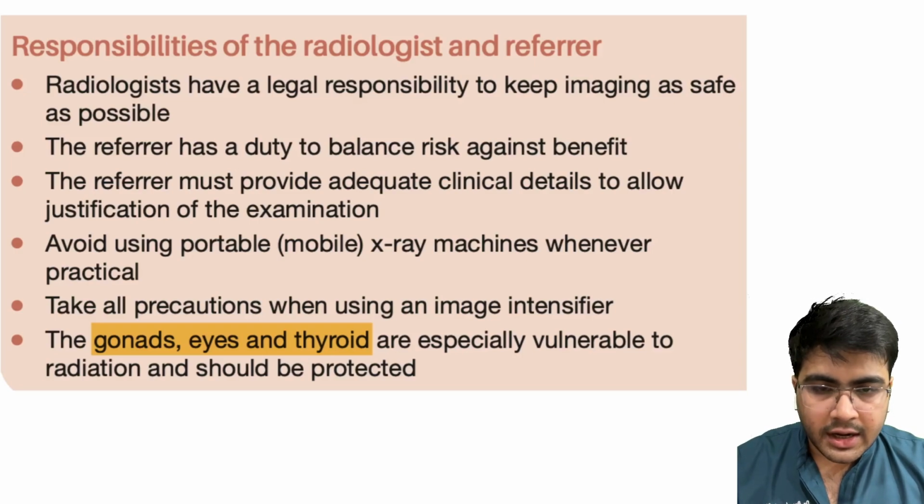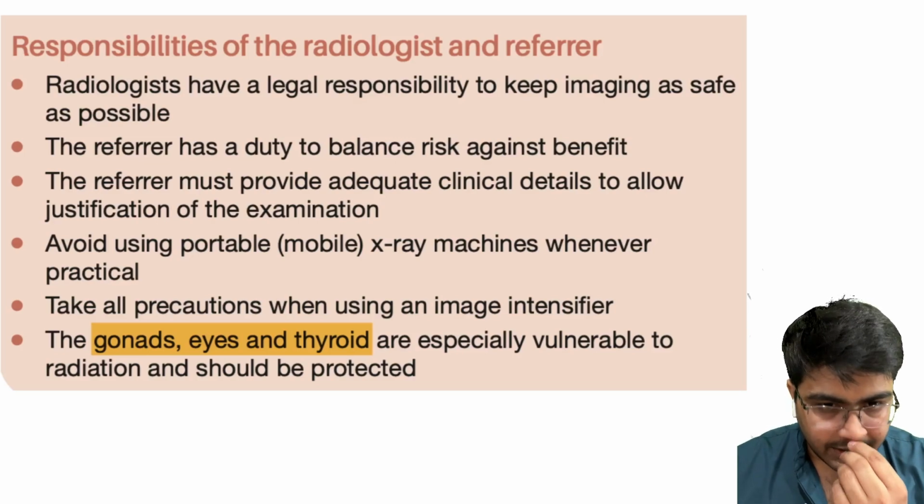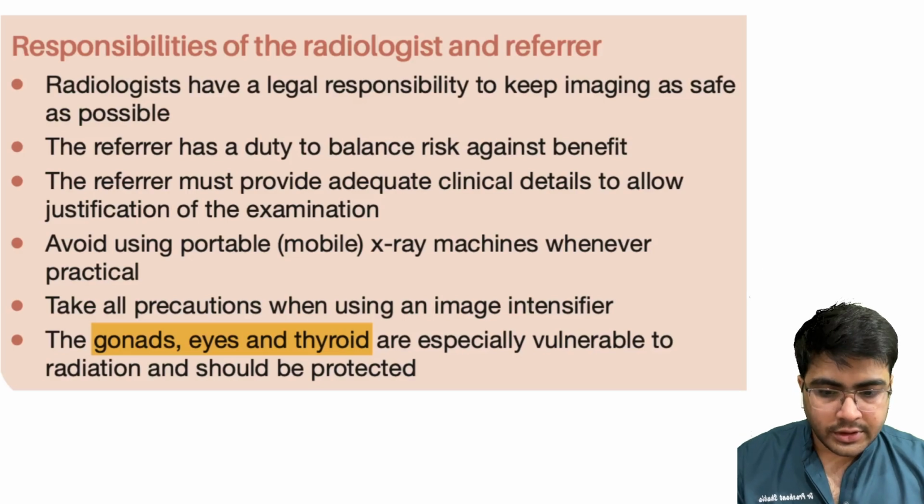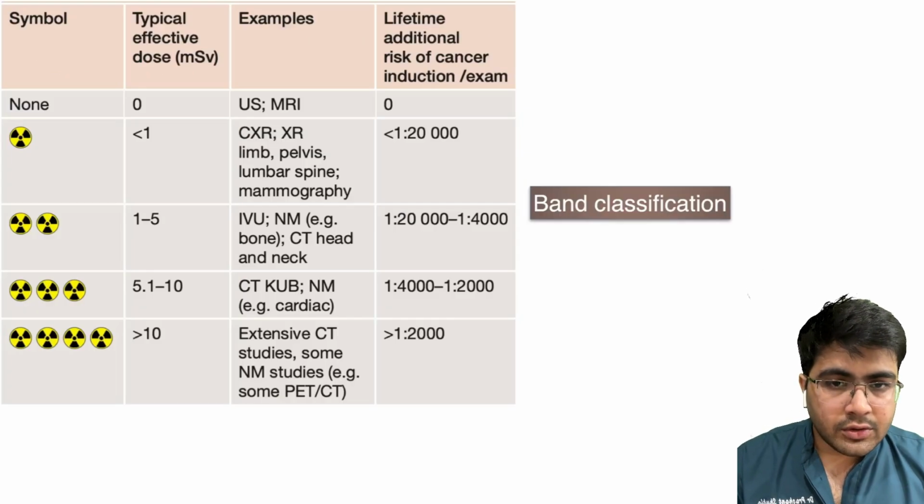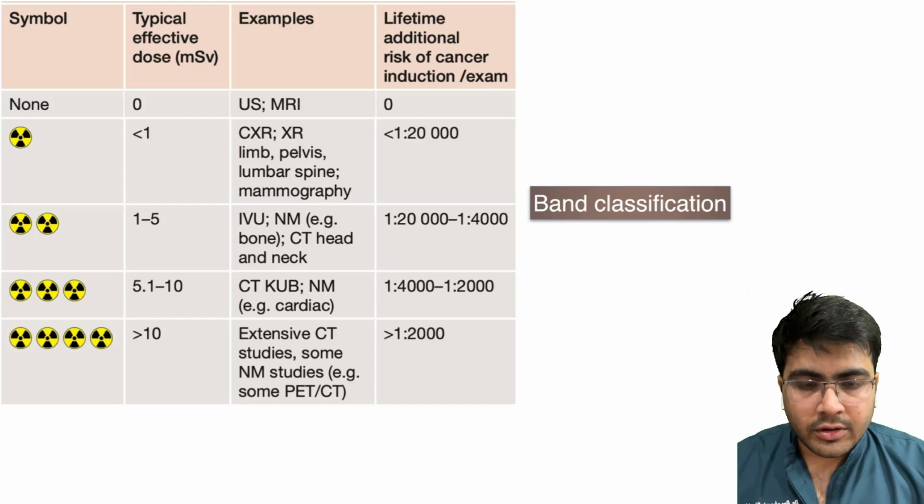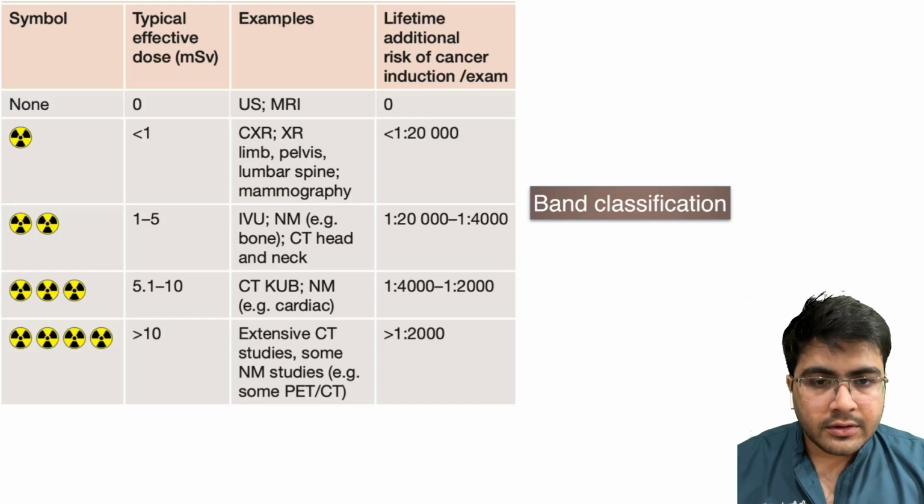The gonads, eyes and thyroids are especially vulnerable to radiation and should be protected. So this is the thing you need to be careful about while advising such radiological imaging procedures. So you must have seen these circular symbols whenever you are visiting the radiology department.